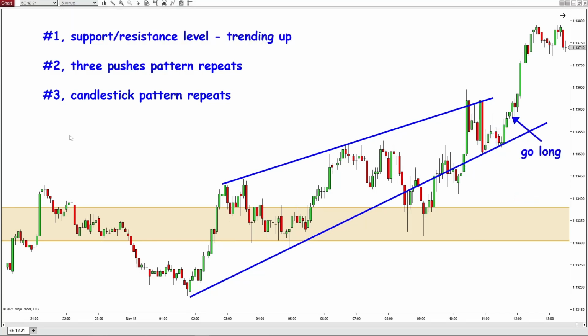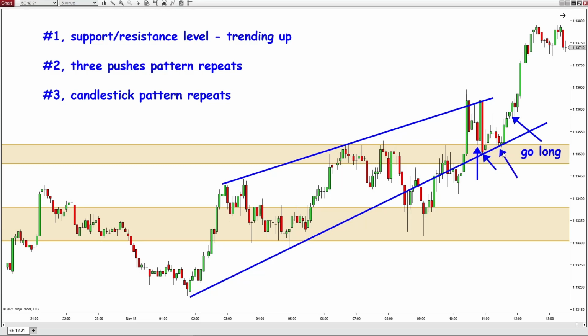We can use exactly the same combination of indicators or techniques here to do another long trade. First, the previous resistance level will become a support here. It's touching this area and it bounced back twice. Second, we still have 3 pushes. So this is the first push down, this is the second push down, and then this is the third push down. Third, about the candlestick pattern here, you can see that these two candlesticks, it's the same thing.